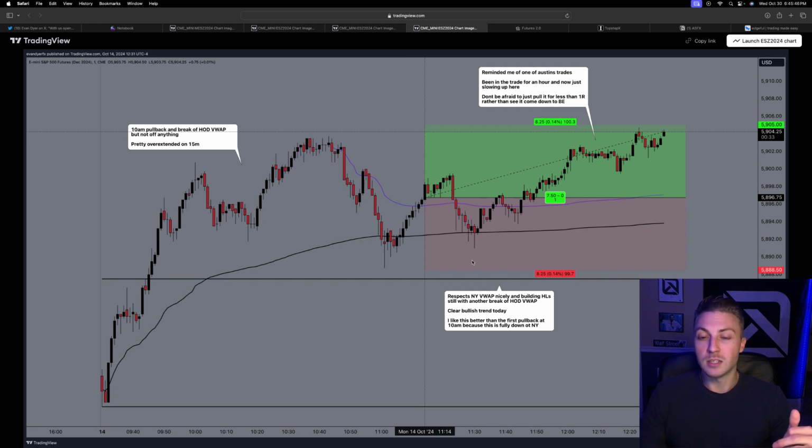Because if it gets down here to my stop, well, now I'm below the high day VWAP because buyers aren't in. They gave it up, right? And we're below New York. I don't want to be long. That's telling me sellers might be coming in. We might get back inside this opening range, right?